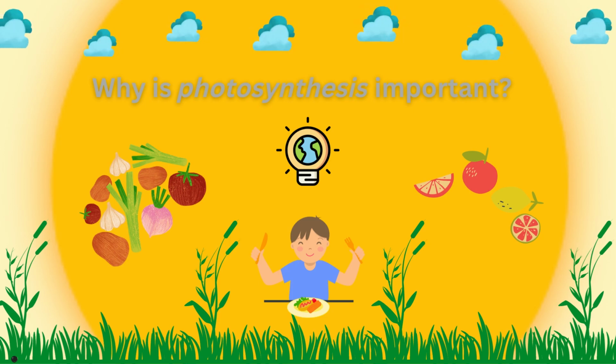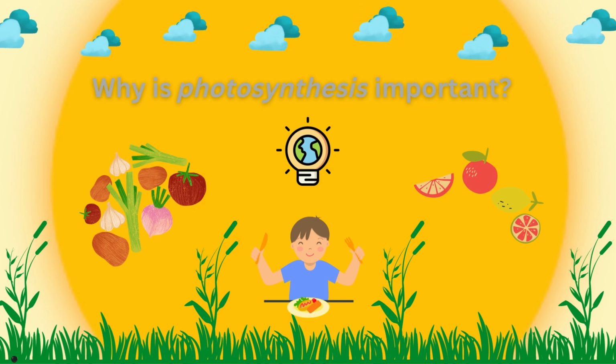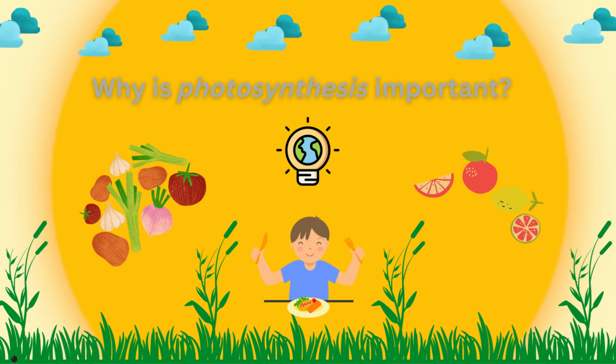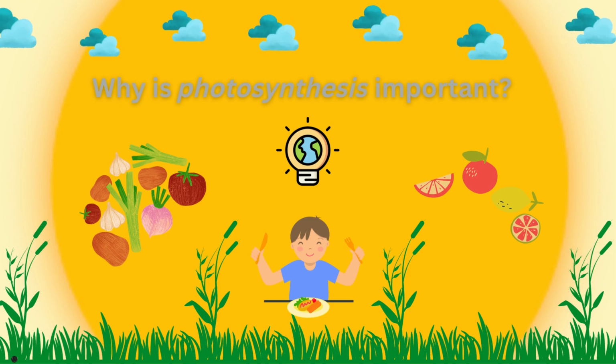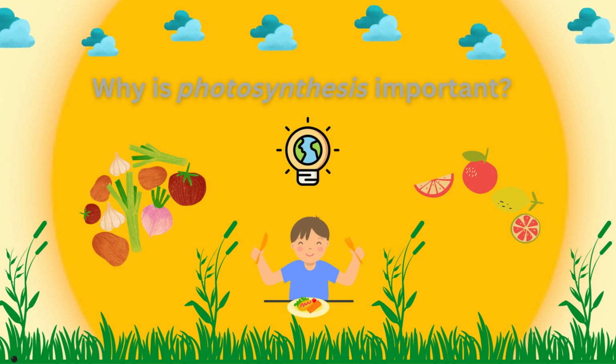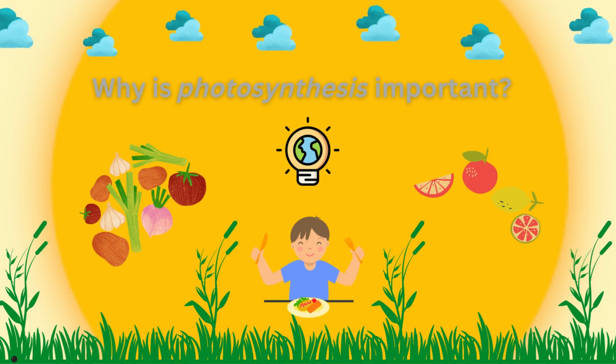Our major sources of energy, such as natural gas, coal, and oil, were made millions of years ago from the remains of dead plants and animals, which we already know got their energy from photosynthesis. Photosynthesis is also responsible for balancing oxygen and carbon dioxide levels in the atmosphere. Plants absorb carbon dioxide from the air and release oxygen during the process of photosynthesis.